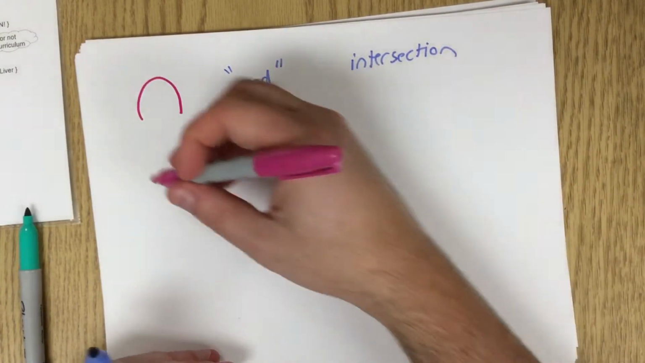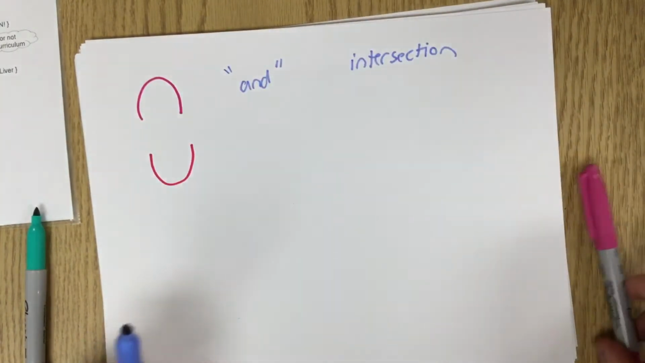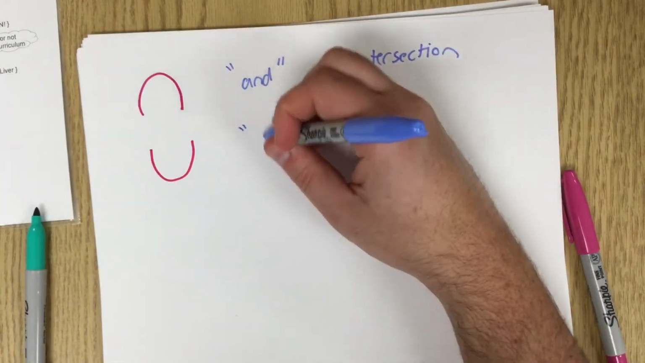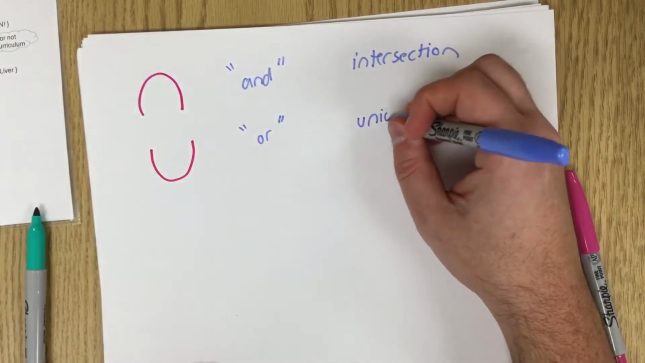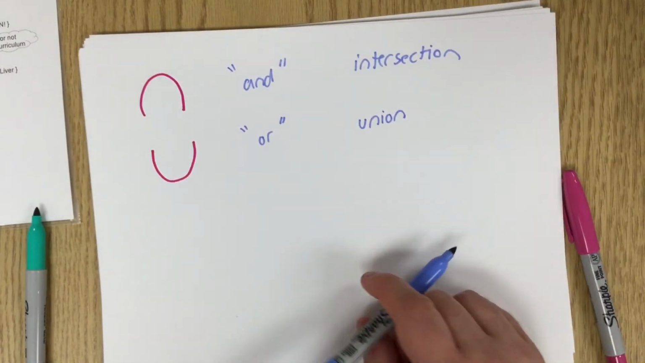The next symbol is going to be the thing going up, and that's going to be the symbol for or. And that's sometimes called a union, the union between two things.